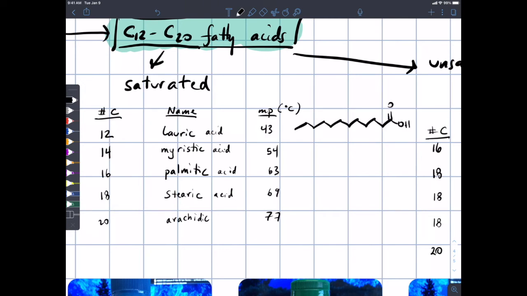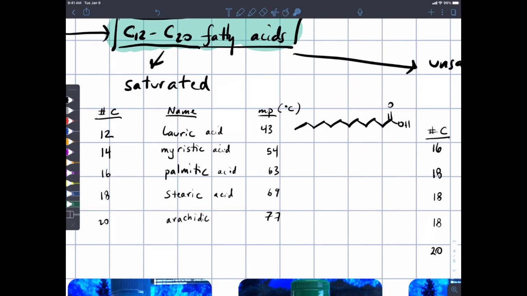Okay, no double bonds. Melting point: I think we talked in chapter 3 about how the longer the hydrocarbon chain is, the higher the melting point is. And you can see as you go to longer and longer chains, the melting points get higher and higher. Even the 12-carbon chain is a solid at room temperature.